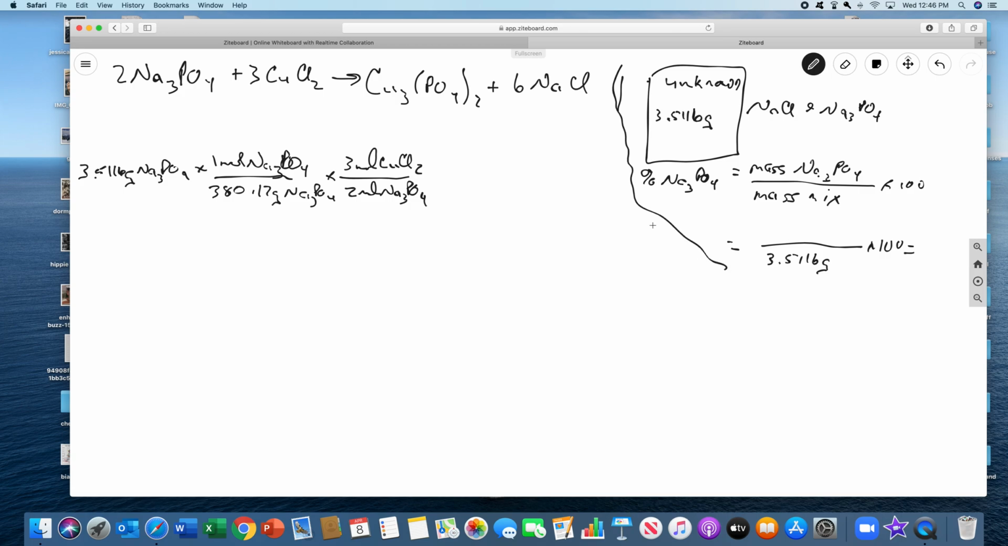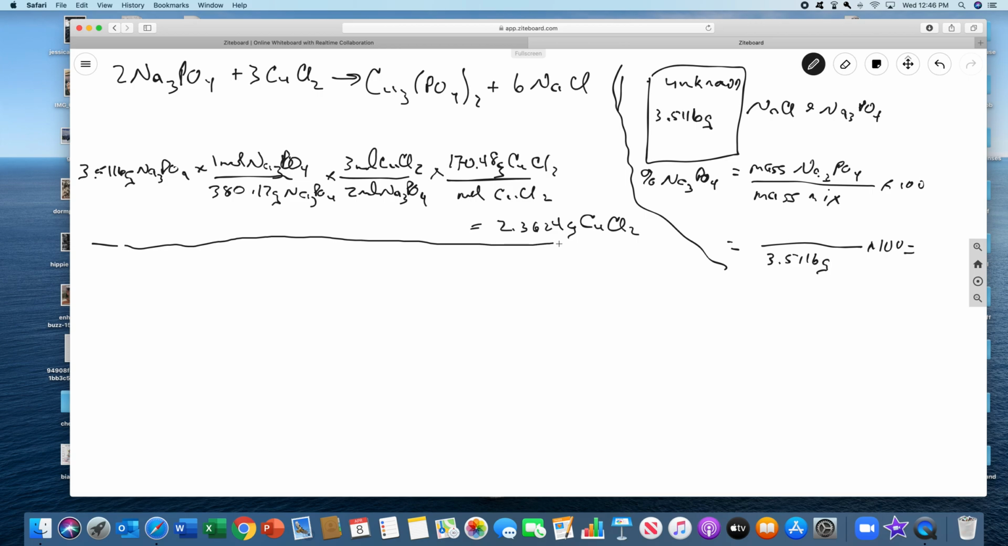And there's 170 grams of copper chloride per mole of copper chloride, which means to make this work, we're going to need 2.3624 grams of copper chloride. So if you were actually doing this experiment, you'd go to the balance and make sure you weighed out at least that much copper chloride if that was the mass of your sodium phosphate, of your mixture. Now, once you do that, you do the whole reaction like we showed you in the video.